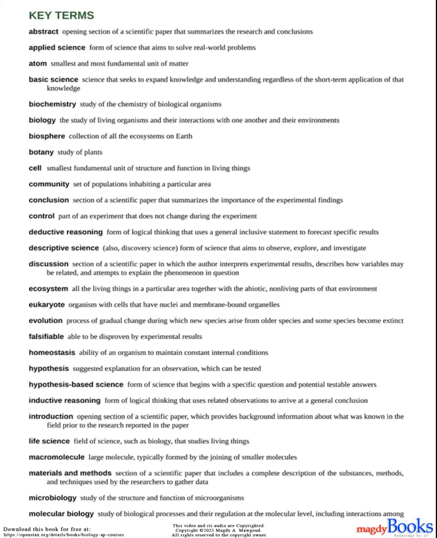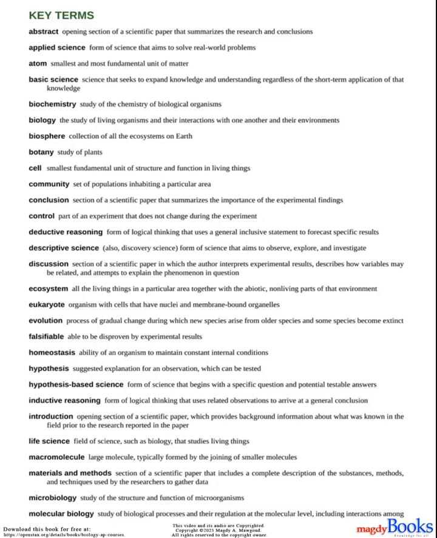Chapter 1. Key Terms. 1. Abstract. Opening section of a scientific paper that summarizes the research and conclusions. 2. Applied science. Form of science that aims to solve real-world problems. 3. Atom. Smallest and most fundamental unit of matter. 4. Basic science. Science that seeks to expand knowledge and understanding regardless of the short-term application of that knowledge.